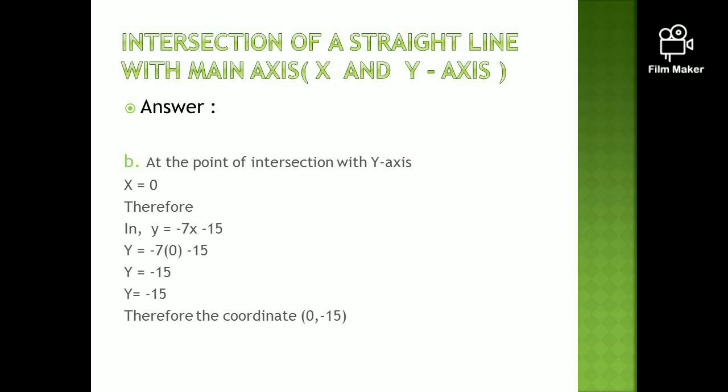To find the intersection with the y-axis, we can make the x coordinate 0 in the equation y equals minus 7x minus 15. So if you substitute x equals 0 in the equation, you will obtain y equals minus 7 into 0 minus 15. With that you will obtain the answer y equals minus 15. Now you know the x coordinate is 0 and the y coordinate is minus 15. Therefore you can write the coordinate as (0, minus 15).